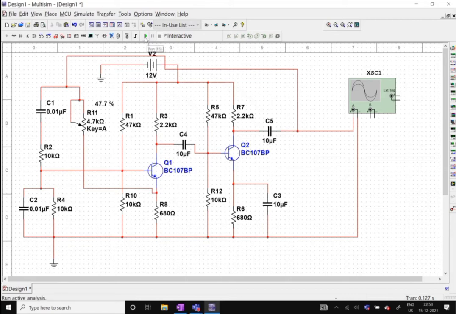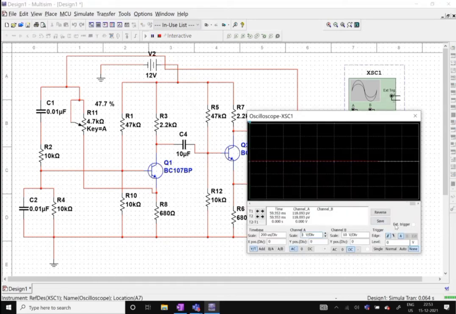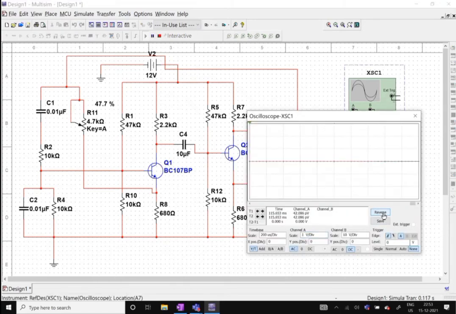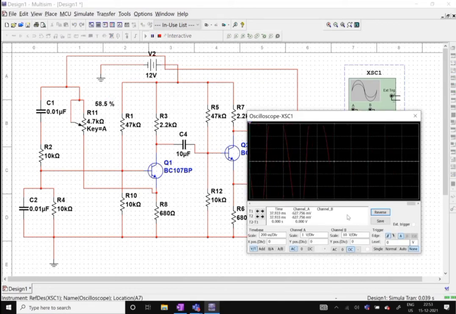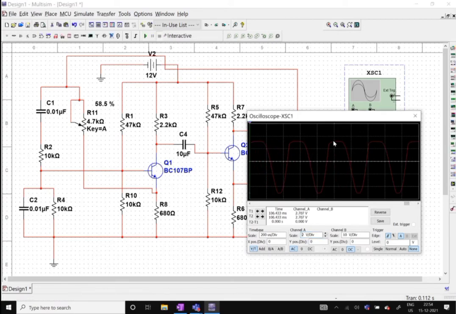First, click on this green button. Waveform is not obtained. By changing this value, slightly drag this one to 58.5% of 47. Again simulate. Some clipping has been observed at the output waveform. Pure sine wave is not obtained.